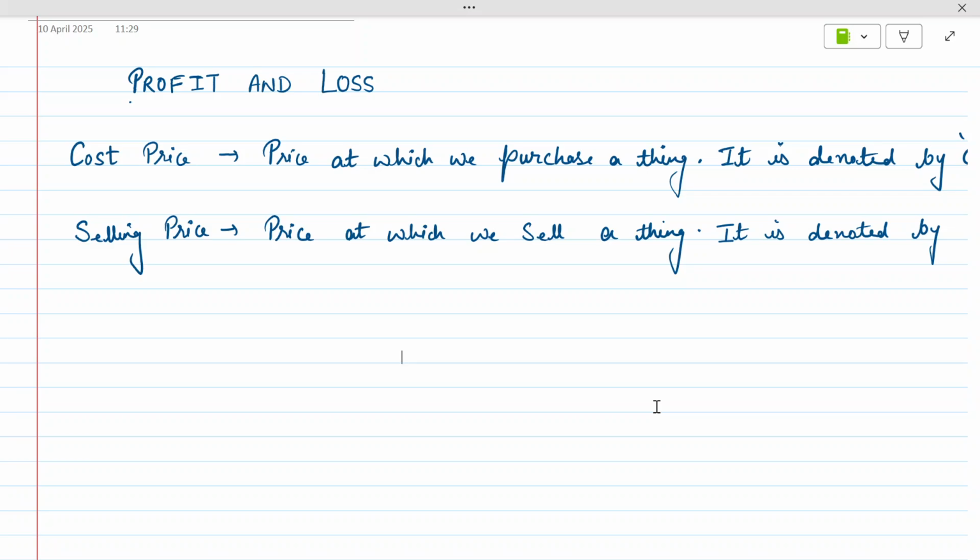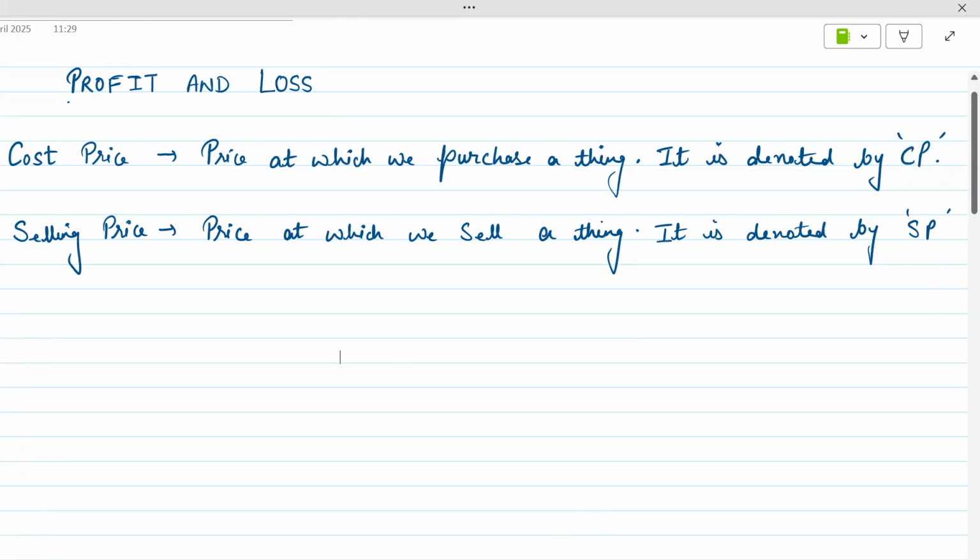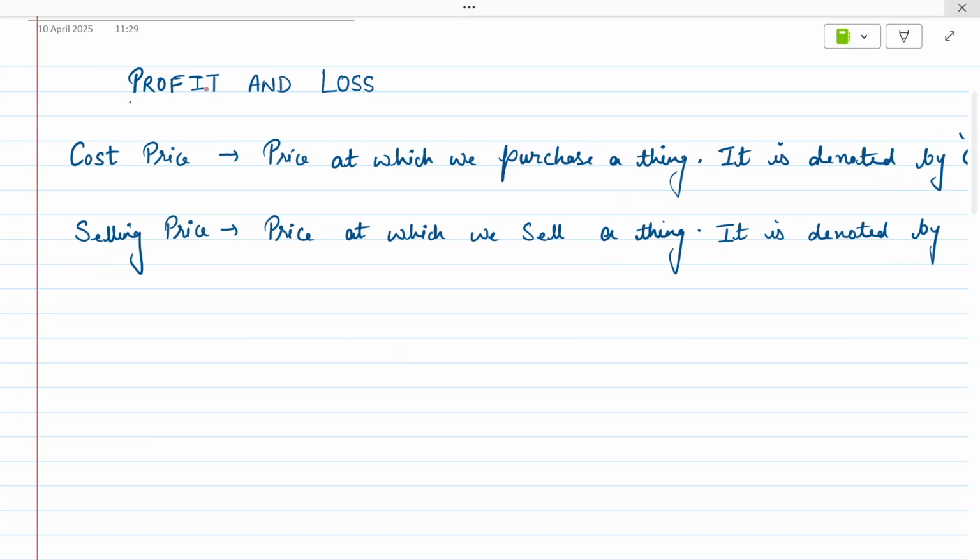Okay, so before we go to profit and loss, we should know some keywords around that. So let us go through that. The first one is cost price. So kids, what is a cost price? It is the price at which we purchase or buy a thing, and it is denoted by CP. CP means cost price.